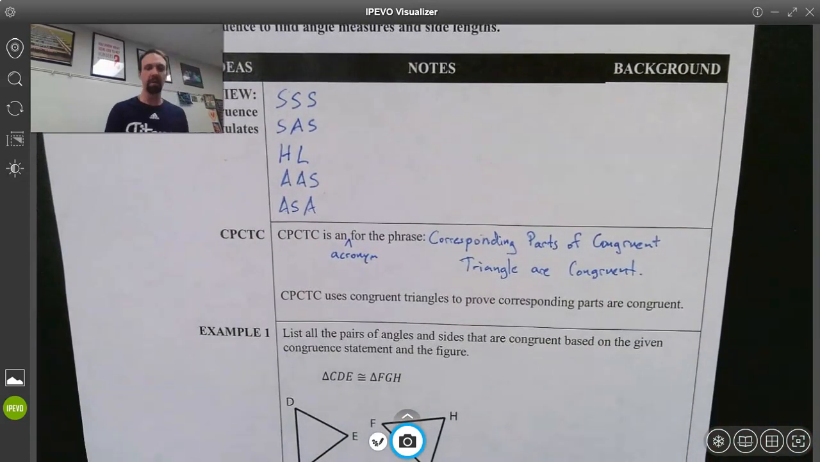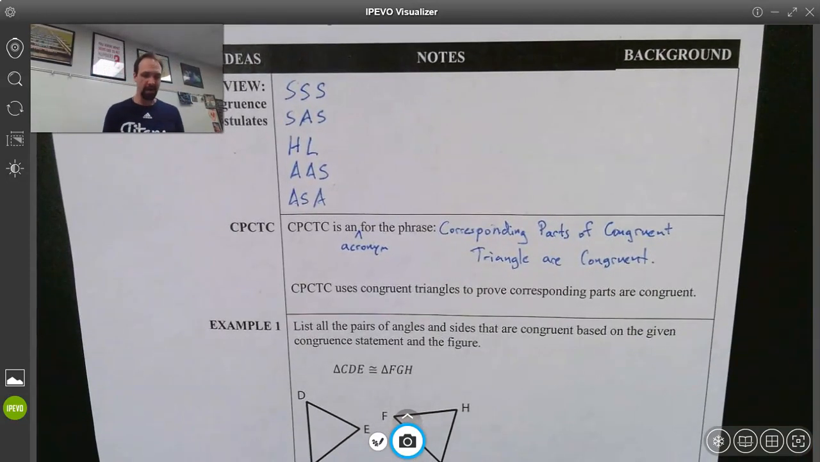So what we want to do is we want to prove that the corresponding parts of triangles are congruent. We can show that if the triangles are congruent, then all of the corresponding parts are congruent. And that kind of makes sense. If you have two things that are congruent to one another, as soon as you say that they're congruent, then all of their parts are congruent.